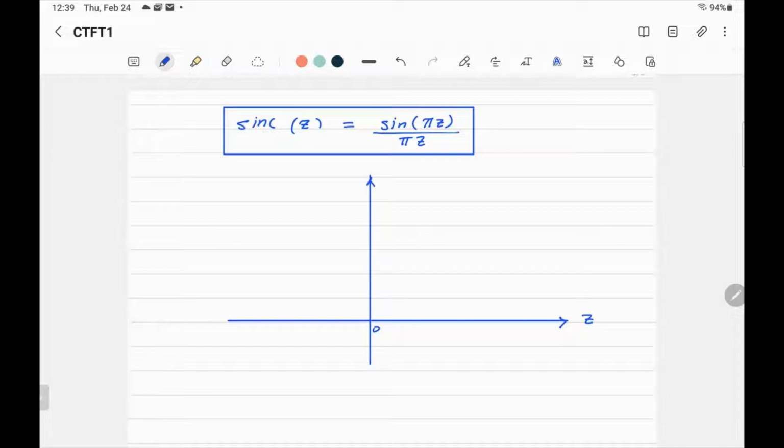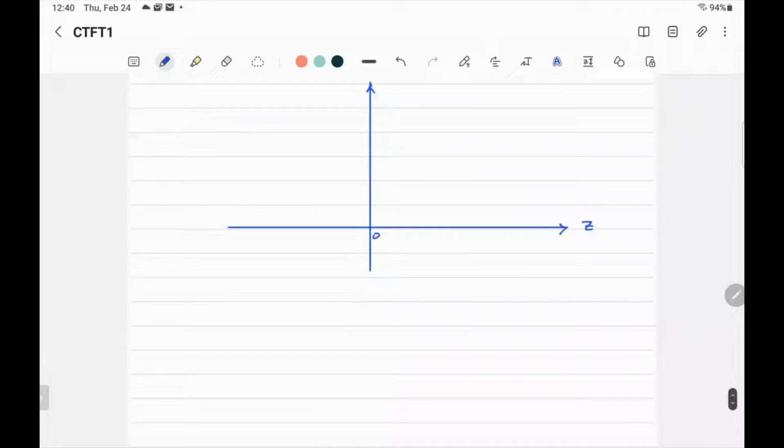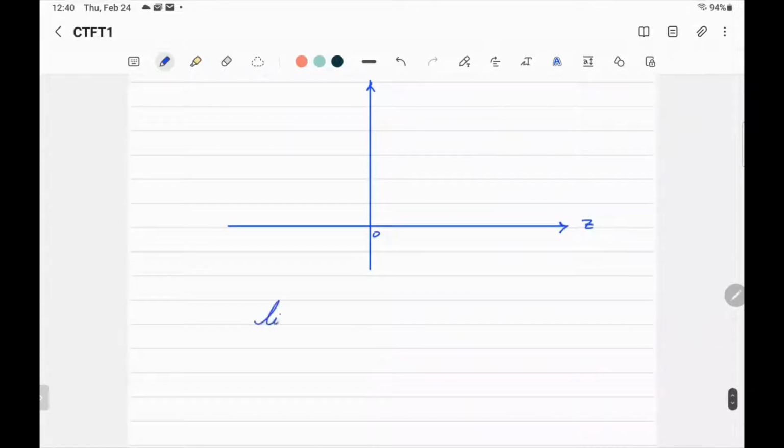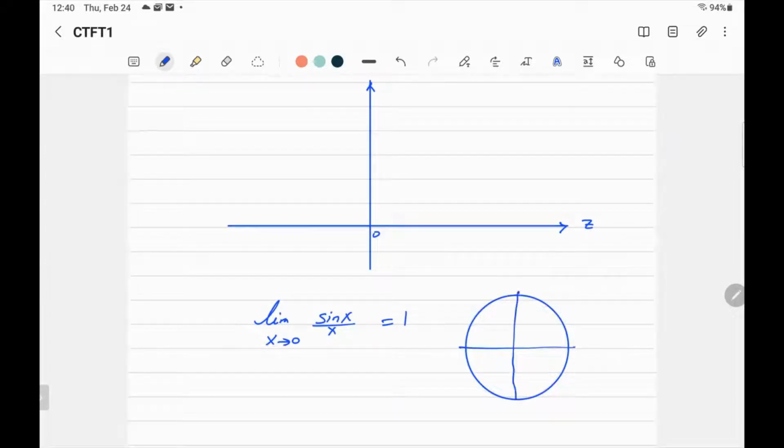You had it in math, so let me remind you. What is the limit of sine x over x when x tends to 0? It's equal to 1. Why? Because if you go to the unit circle, that's math. I should explain it, but I'm just trying to make it look familiar to you.